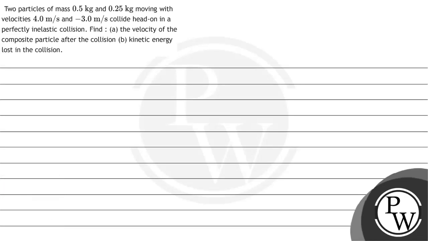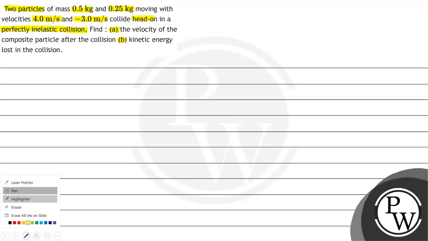So the question says two particles of mass 0.5 kg and 0.25 kg moving with velocities 4.0 meter per second and minus 3.0 meter per second collide head on in a perfectly inelastic collision. Find A. The velocity of the composite particle after the collision. B. The kinetic energy lost in the collision.